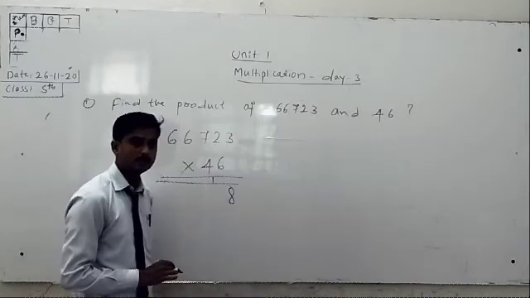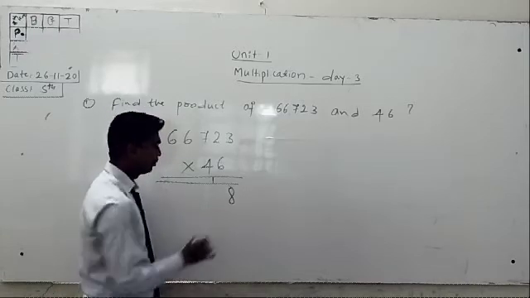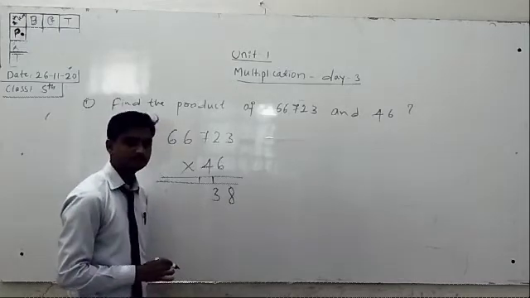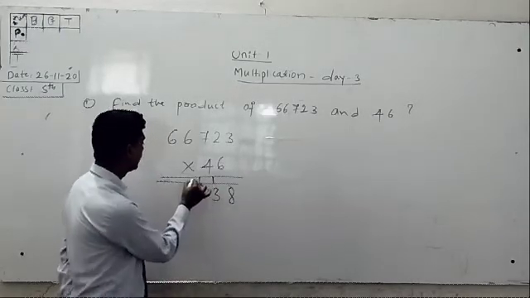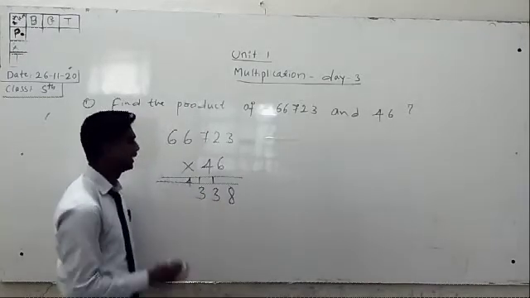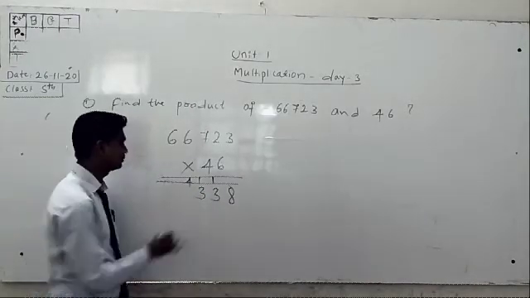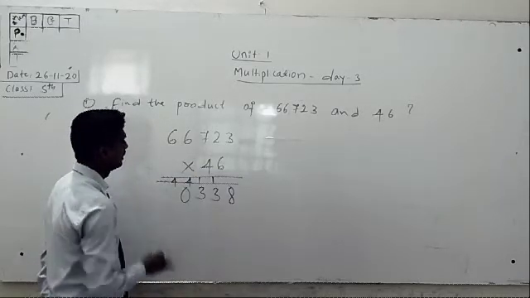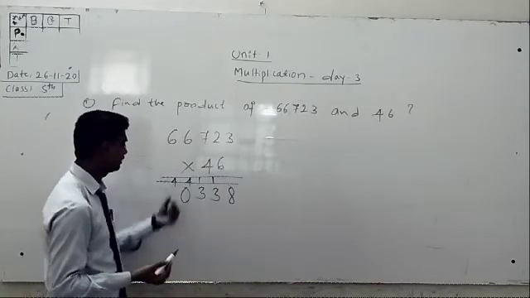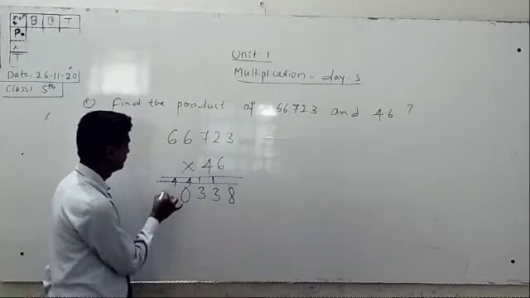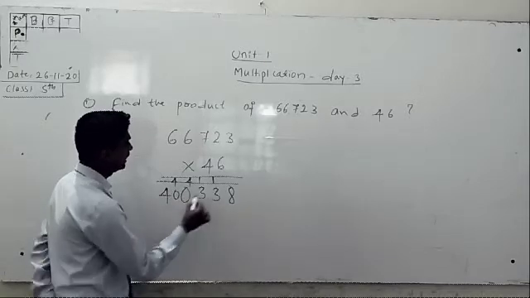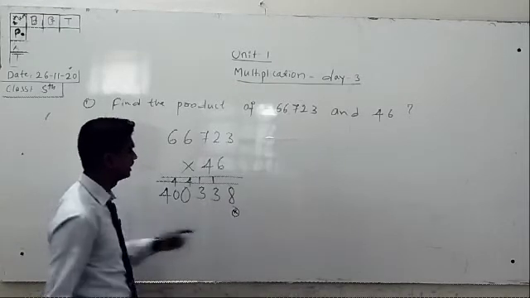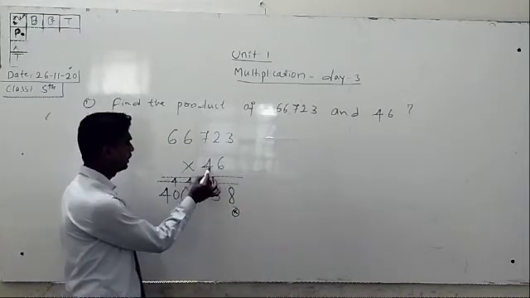6 2s are how much? 6 2s are 12 plus 1 carry is 13. And 6 7s are 42, 42 plus 1 is 43. Then 6 6s are 36, 36 plus 4 is 40. Then one number is completed, then you have to leave one place, marked with a star, then go to the next number.